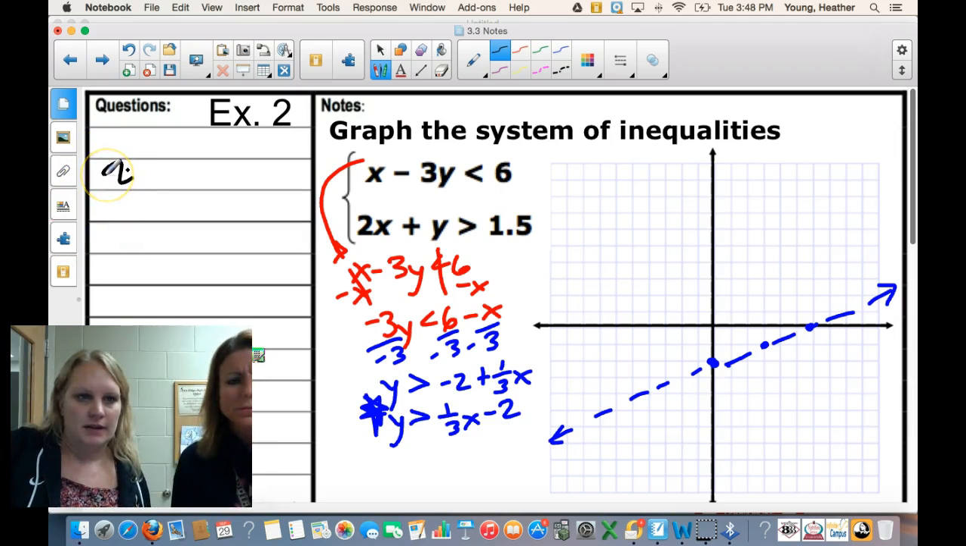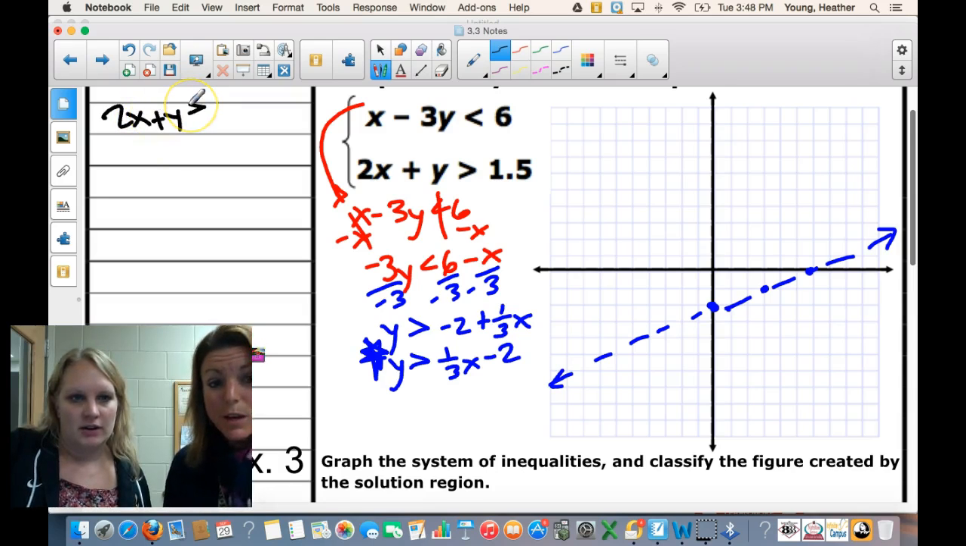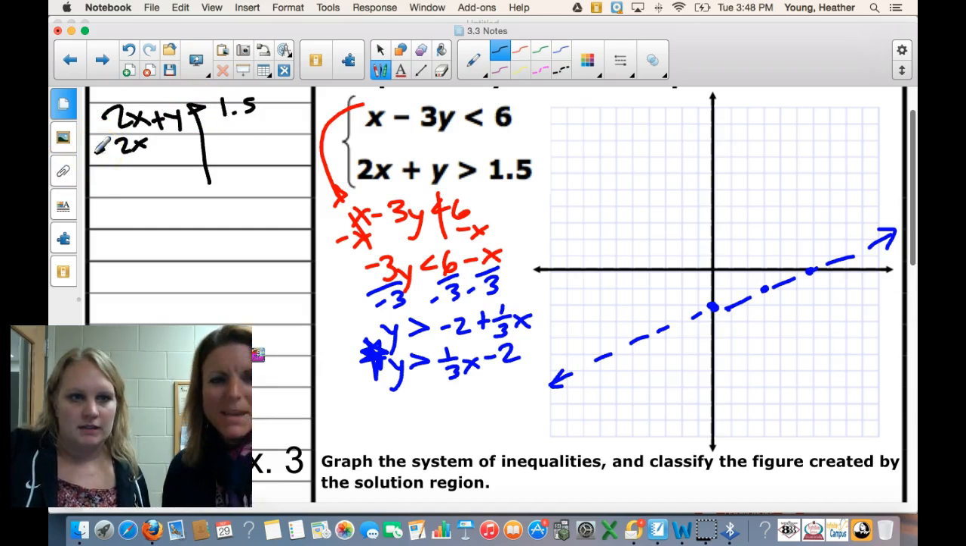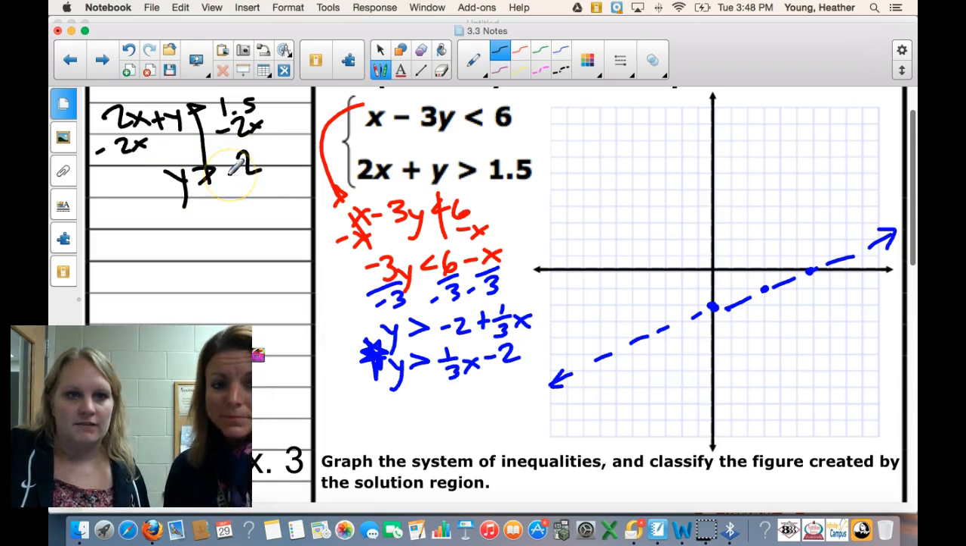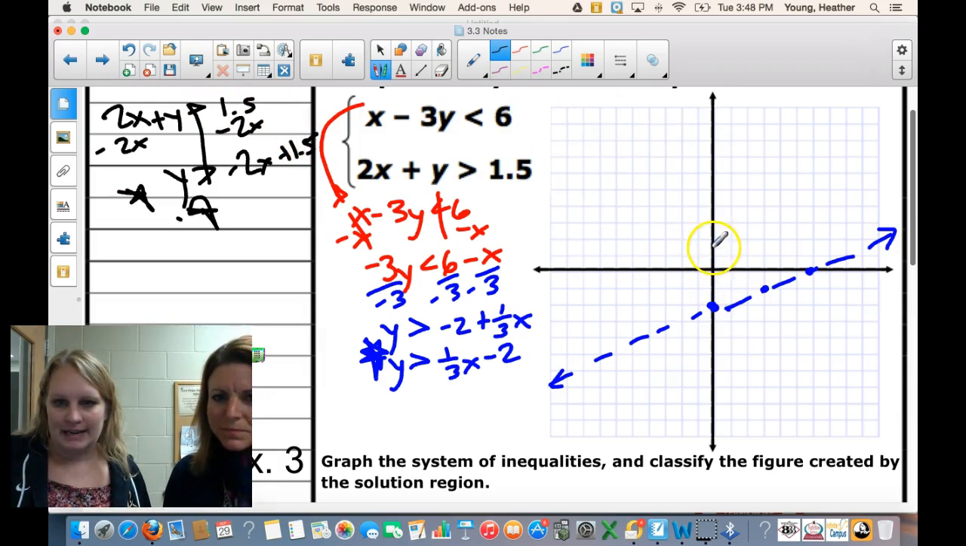Let's do the other one. So we've got 2x plus y is greater than 1.5. So subtract my 2x, bring my y down, and I'm going to put it right away in slope-intercept form. So I'll have y greater than negative 2x plus 1.5. And we don't have to divide. There's our other line. So let's graph it. So 1.5, so up 1.5.